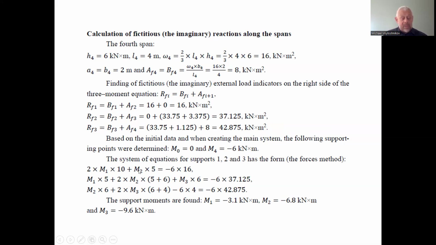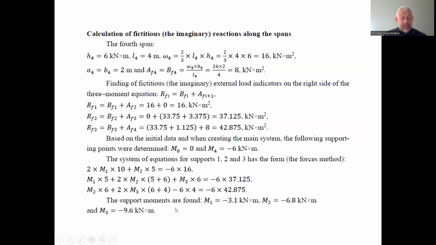Use the first moment, and from the last one we can derive the second moment by the third moment. And after the substitution, it is more comfortable to find the moment on the first hinge from the first equation, and derive the third moment from the last equation, and substitute it into the second equation together. And we next find that the support moments are found.